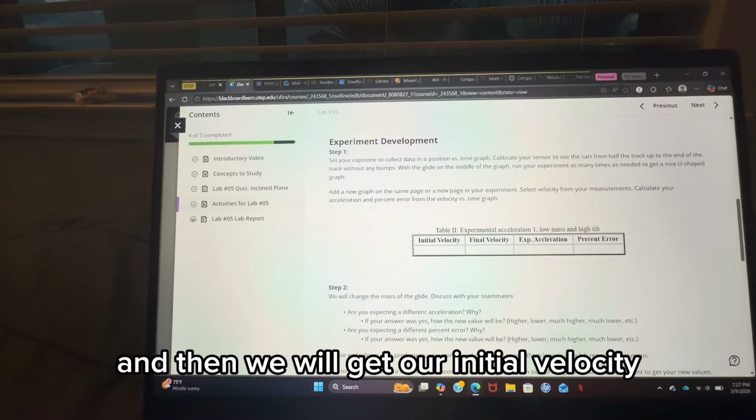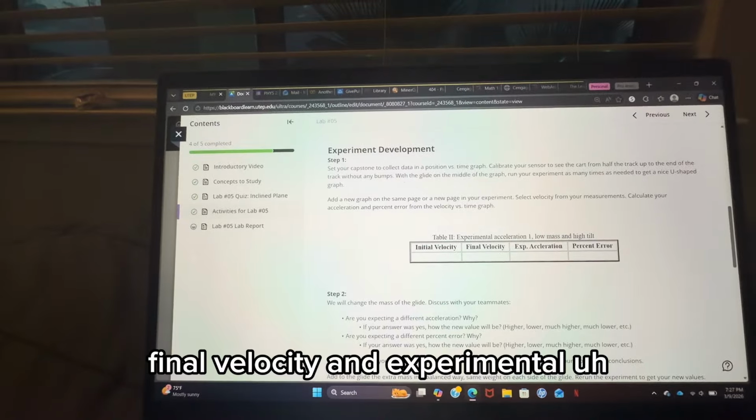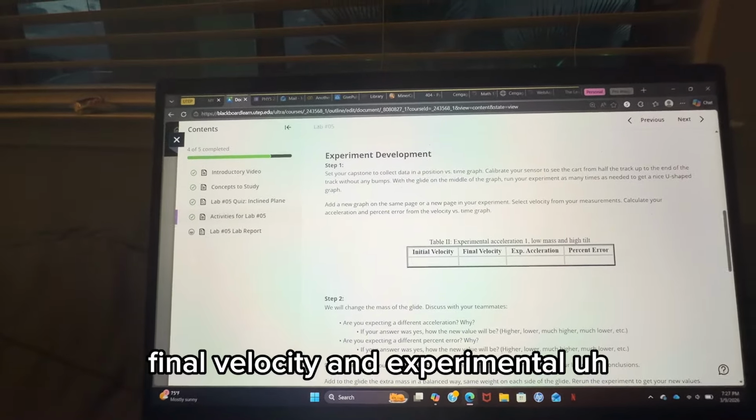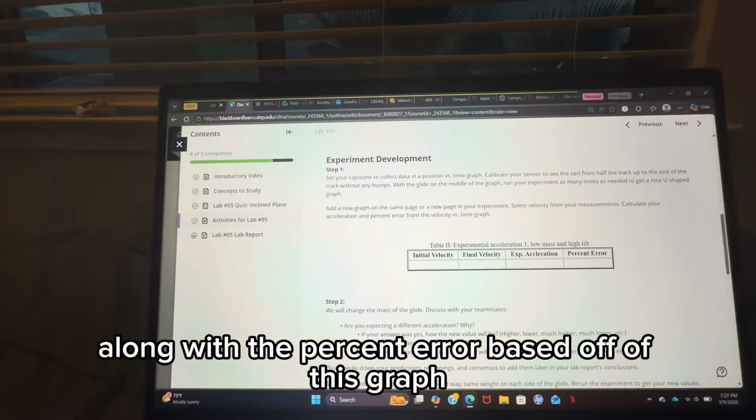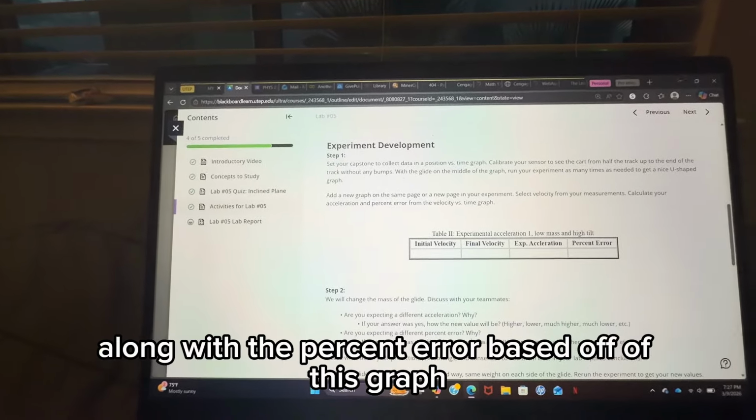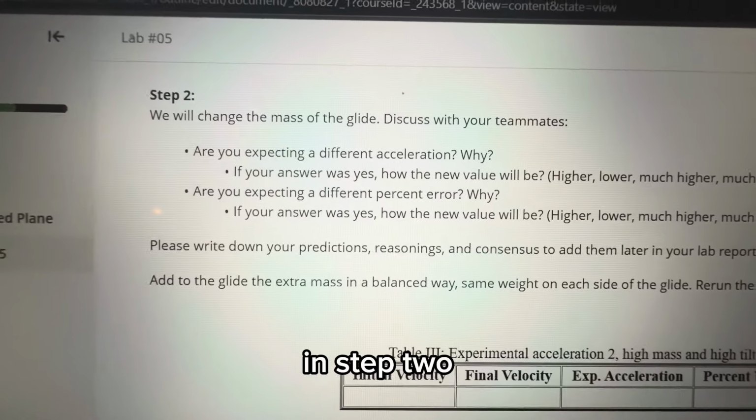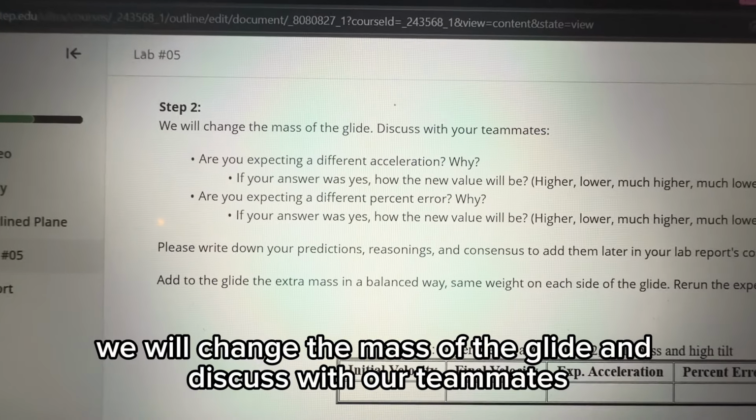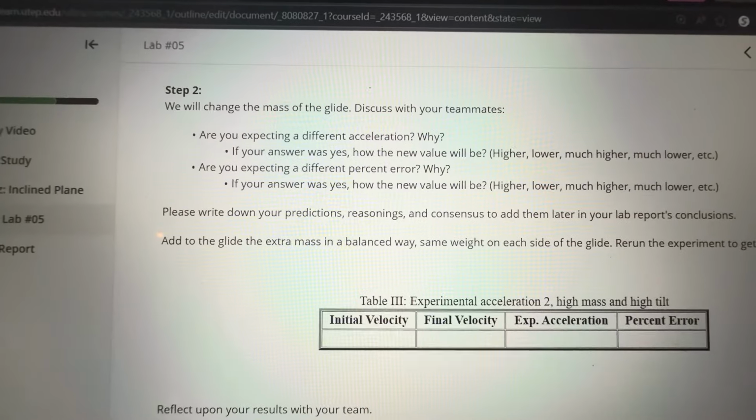And then we will get our initial velocity, final velocity, and experimental acceleration along with the percent error based off of this graph. In step 2, we will change the mass of the glide and discuss with our teammates.